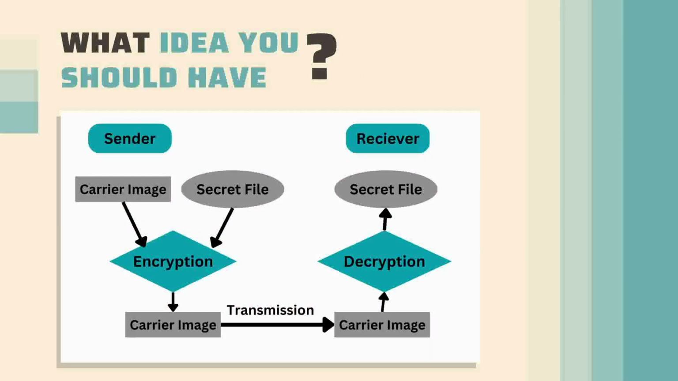Now let's see what idea you should have. So what everyone should know about visual cryptography is this. It starts with taking a carrier image in which a secret file is embedded to make the final carrier image which is transmitted. Now you must be wondering how this secret file is formed in the first place. The secret message is converted to a binary string, which is the secret file. After being transmitted, the decryption process takes place on the receiver end to separate out the secret file from the carrier image. So this is how basic visual encryption and decryption works.